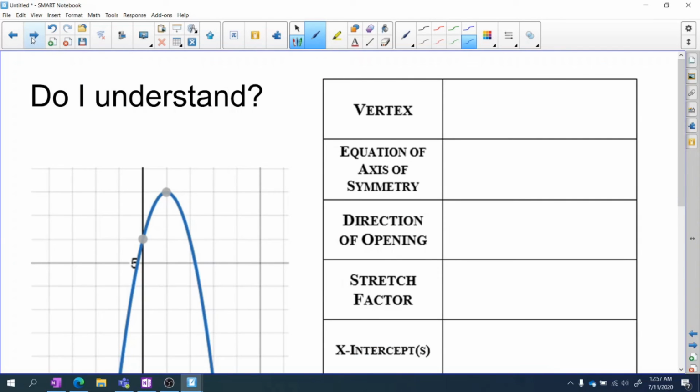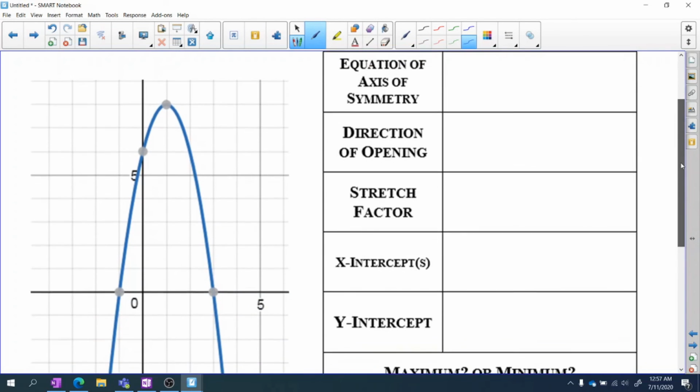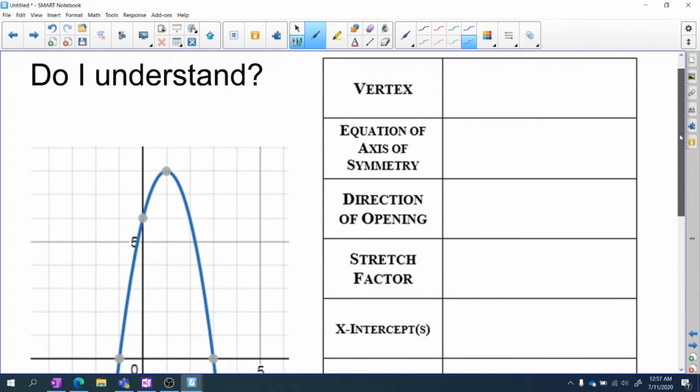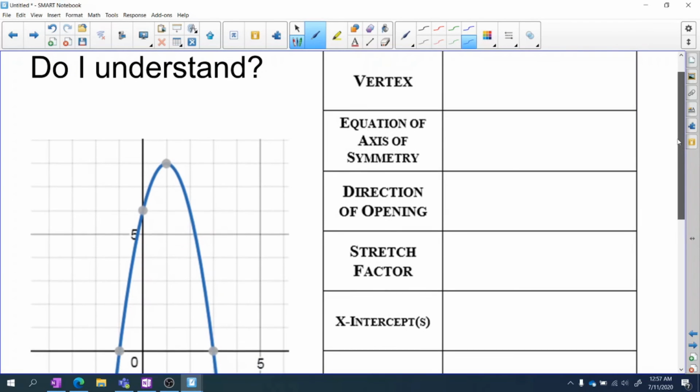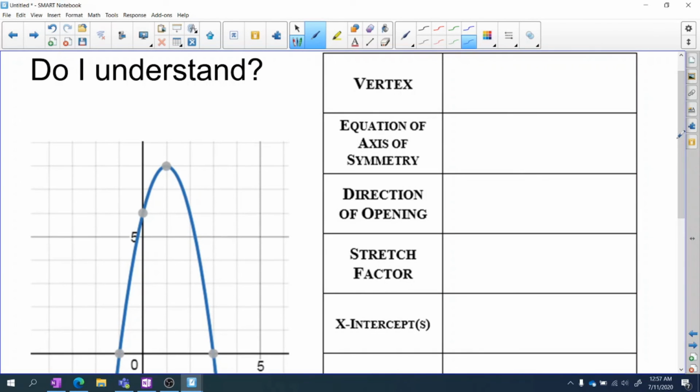Do I understand all this stuff? So I'm going to start with a question that gives us a picture of the quadratic. So here's a picture of the quadratic, and we're just going to fill in this chart. This is a really common chart that I like to use to see if students can identify all the properties that I want them to know.